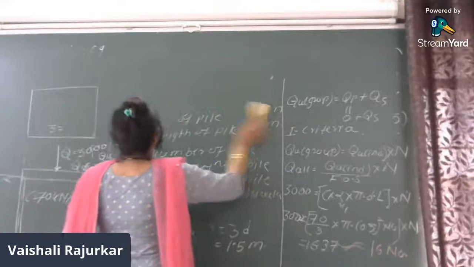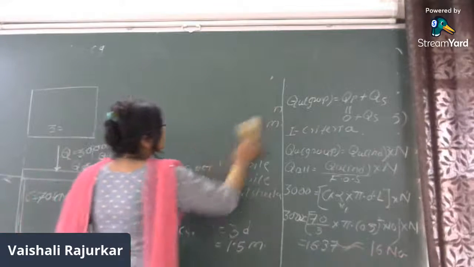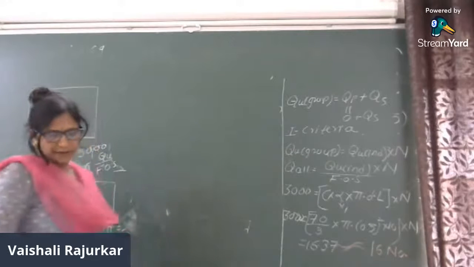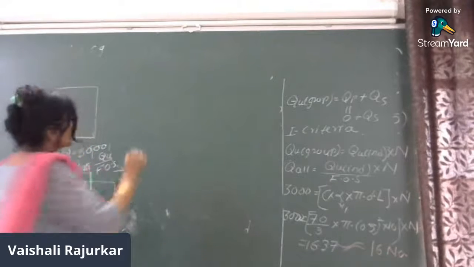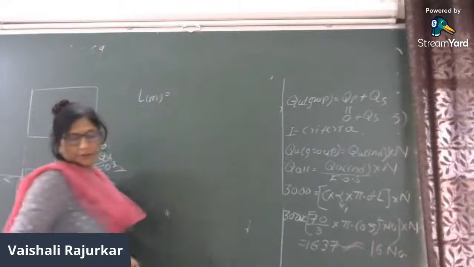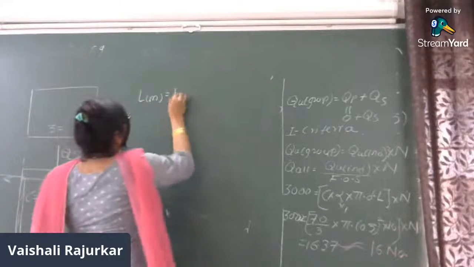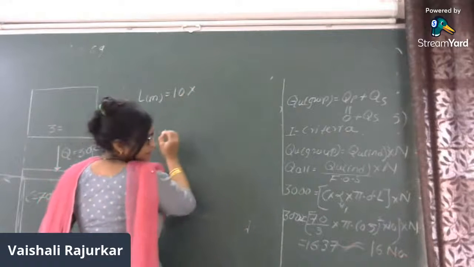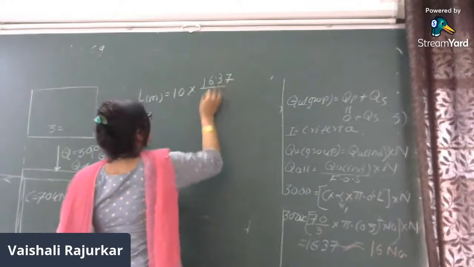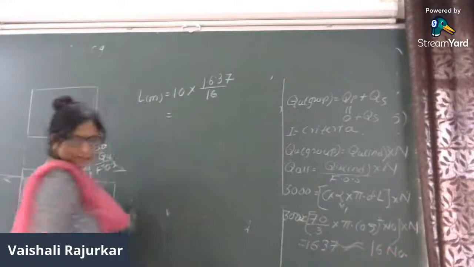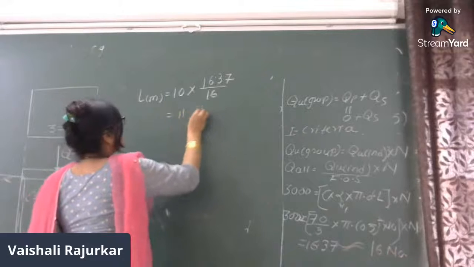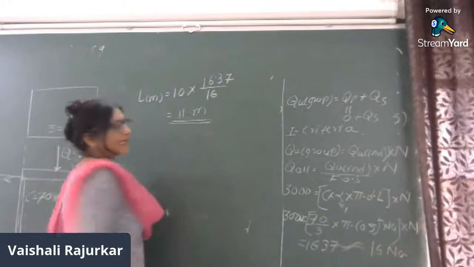And therefore, whatever is the modified length, that modified length L modified is equal to 10 into 16.37 divided by 16. So this is found to be 11 meter. So this is the modified length.